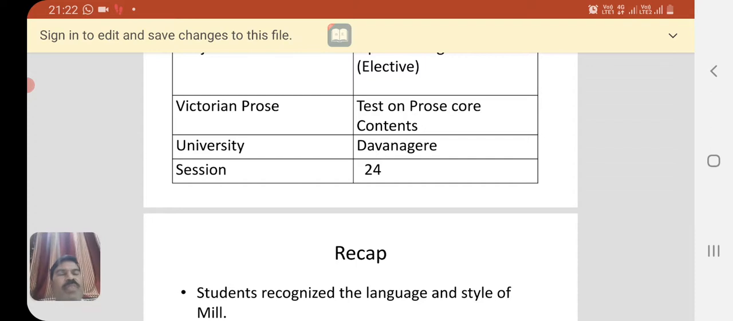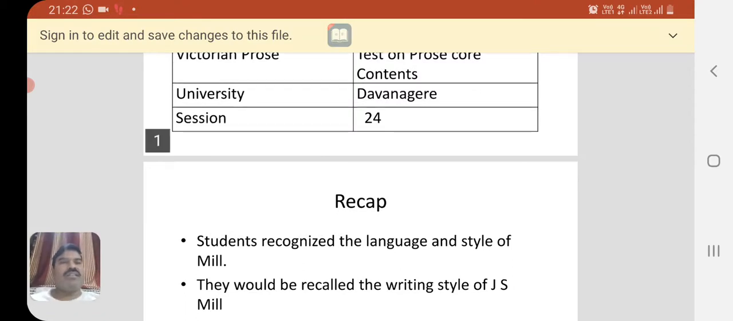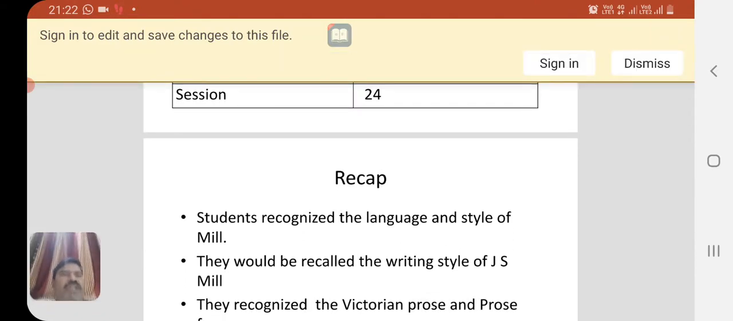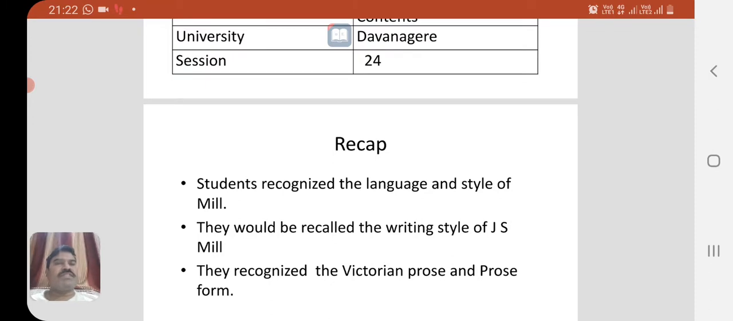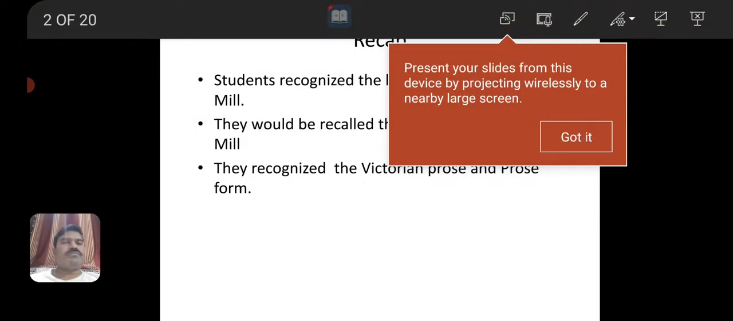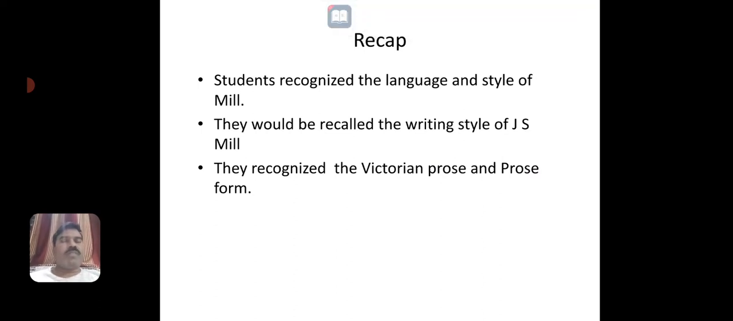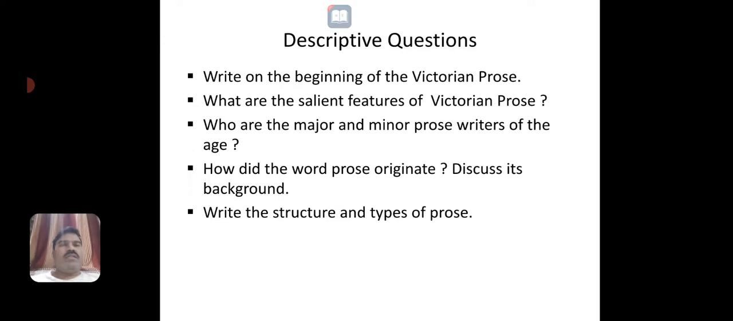Let me divide the questions into two types. The one is the descriptive questions, another one is the multiple choice questions. So, here I would like to tell you the questions one by one. The first one is: write on the beginning of the Victorian prose.